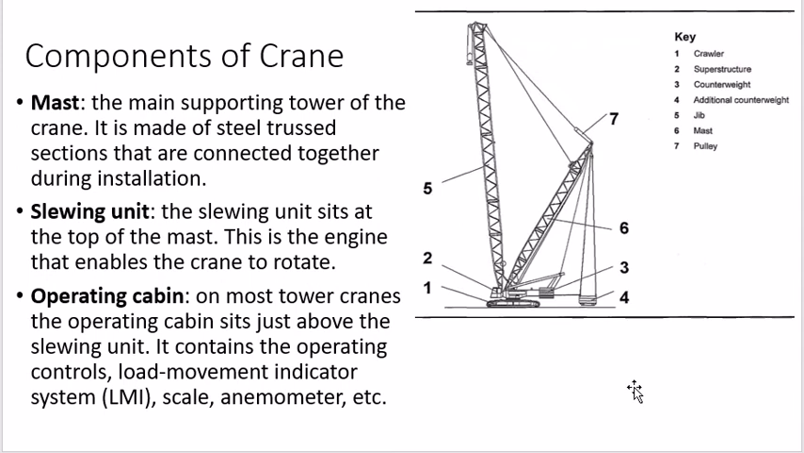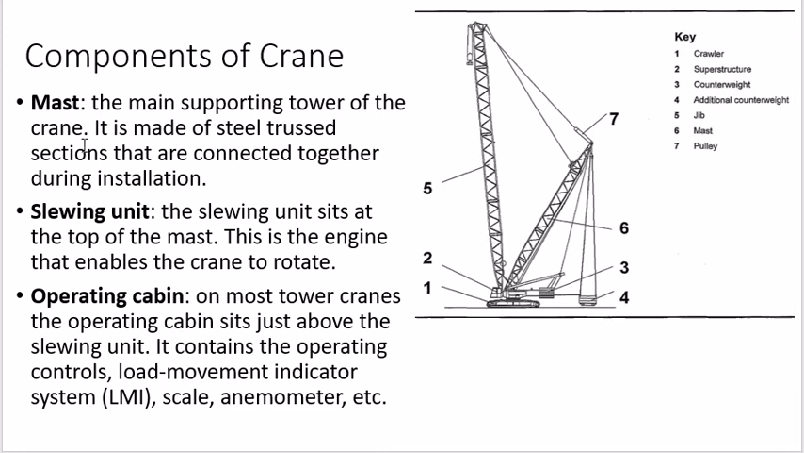So what are the major components of the crane? On the right side you might have seen this image. Some of the parts have been shown, numbered 1, 2 to 7. Then the definition of each component is given on the left, starting with the mast. So you can say the 6th number is the mast. This is the mast which is actually carrying the load.